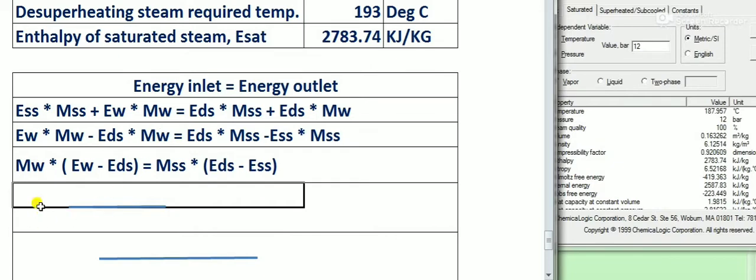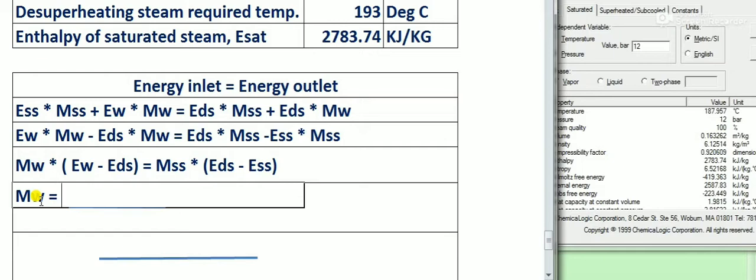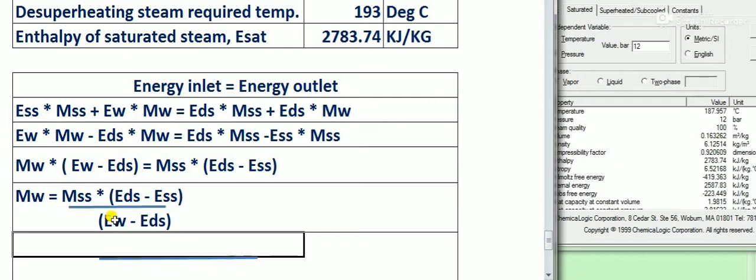So here, mass flow rate of water is equal to, keep it here, and then this left-hand side will become the numerator, and this EW minus EDS will come in the denominator. That's it. Mass flow rate of superheated steam into enthalpy of desuperheated steam minus enthalpy of saturated steam, divided by enthalpy of water minus enthalpy of superheated steam. Correct? I think it will be clear.